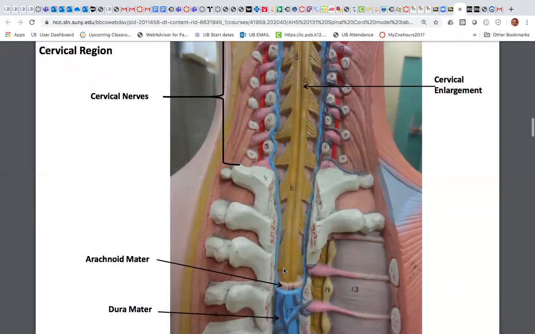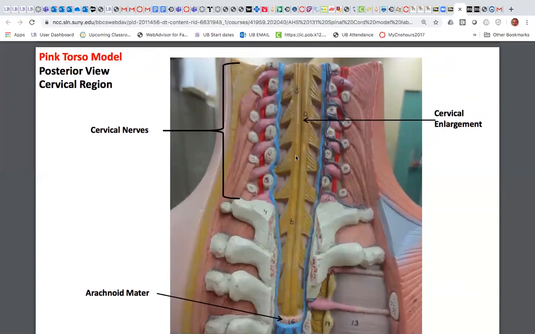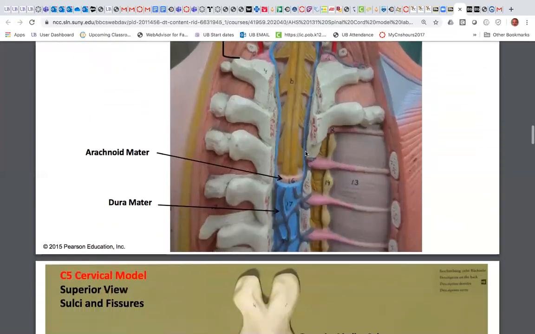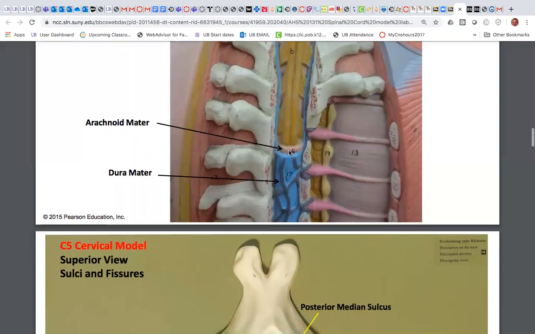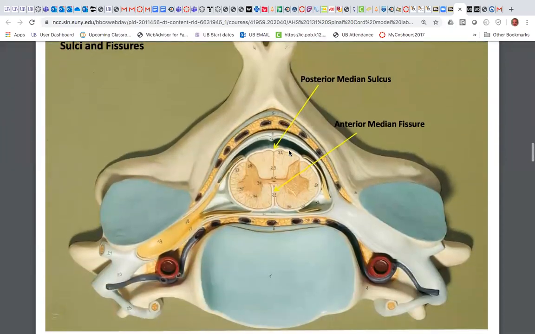Okay, the cervical enlargement is made up of a group of nerves, the cervical and brachial plexus. Here we can see the outside, that blue layer, number 17 is the dura mater. Arachnoid is deep to it. The layer that's removed is the pia mater, which we'll show you on the next slides coming up here.